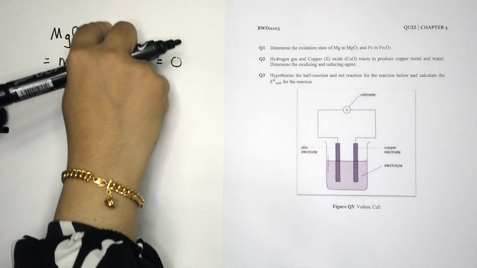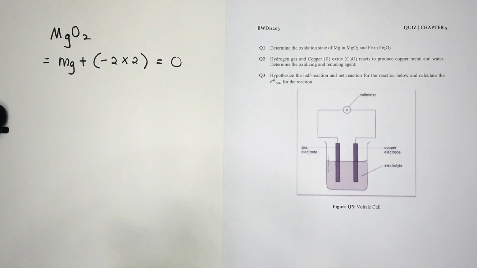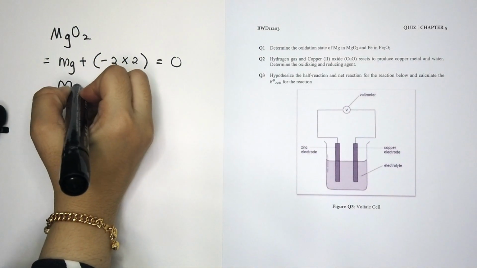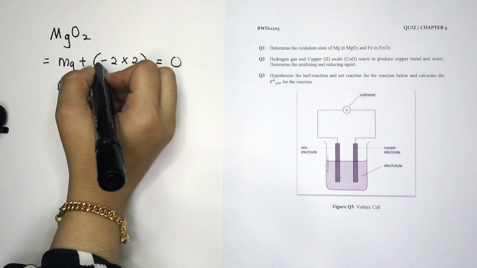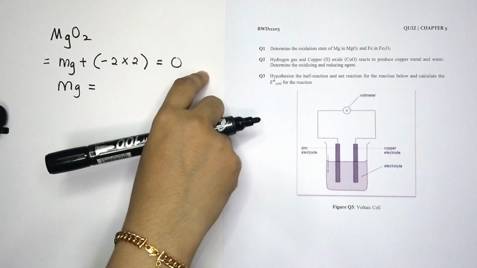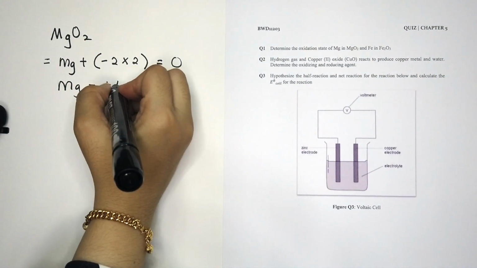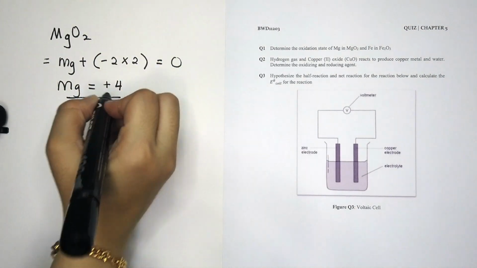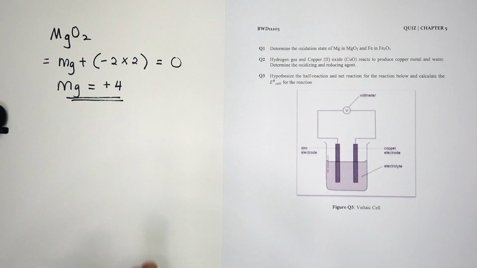Why 0? Because this compound has no charge at all. So you can say that magnesium is actually equivalent to -2 times 2, equivalent to -4. But since we are going to move it over here, it becomes +4. So the magnesium oxidation state in this compound is +4.